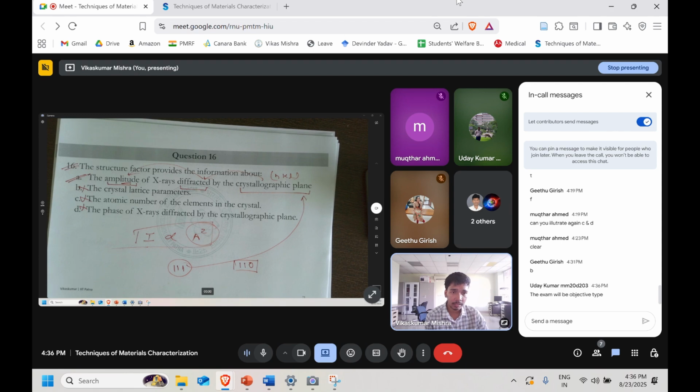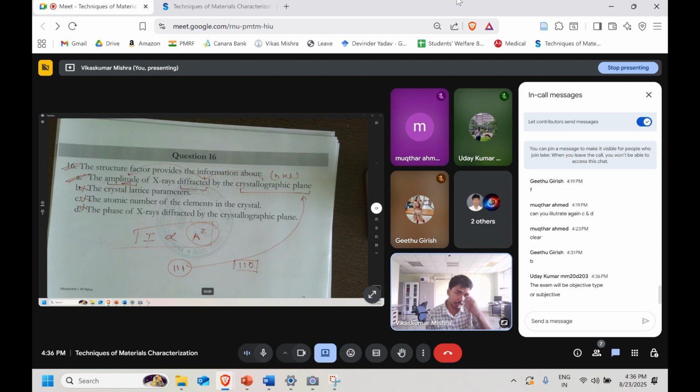Uday is asking whether the exam will be objective type. It will be a computer based exam, not pen and paper. Whether it is objective or subjective is a little difficult to tell, because some questions may require you to type the answer, but it won't be too much. They will be straightforward questions, and you don't have to describe anything in brief. So more or less you can expect a mix.